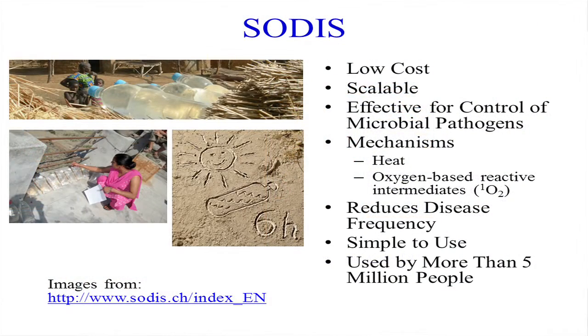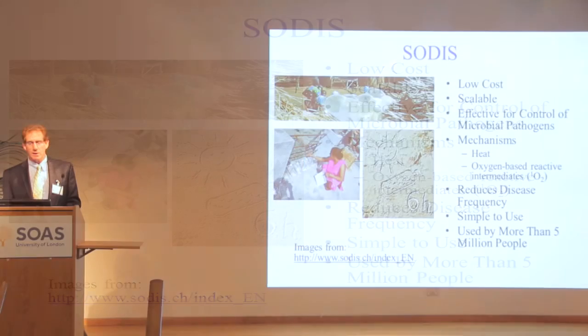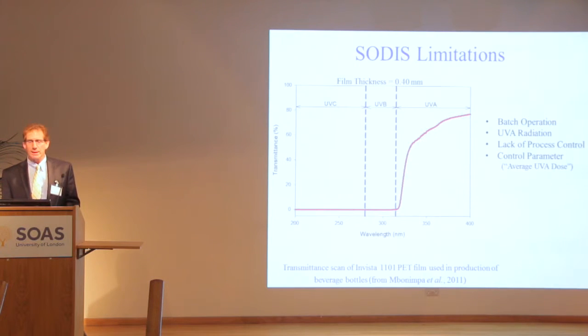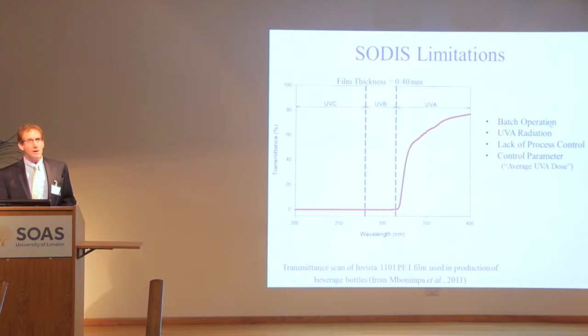They're also very simple to use, and because of all of those reasons, it's currently being used by something like 5 million people globally. However, there are limitations associated with this process, and as engineers, we oftentimes try to figure out a better widget. So that's what we're doing. Among the limitations listed over on the right are that this is a batch process, which limits productivity. It's also limited to UVA radiation.